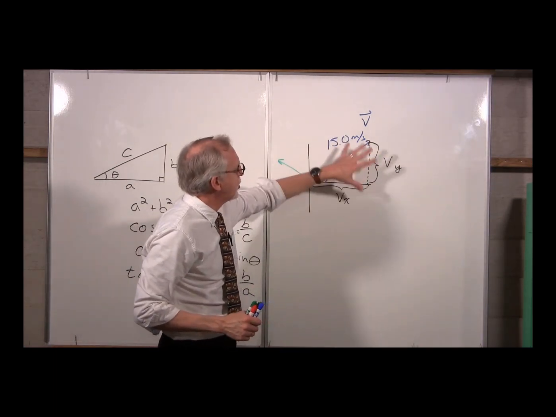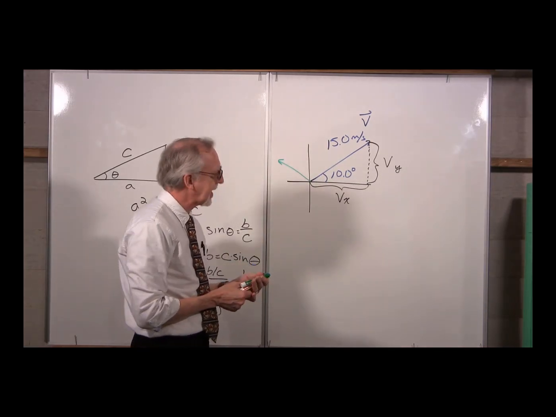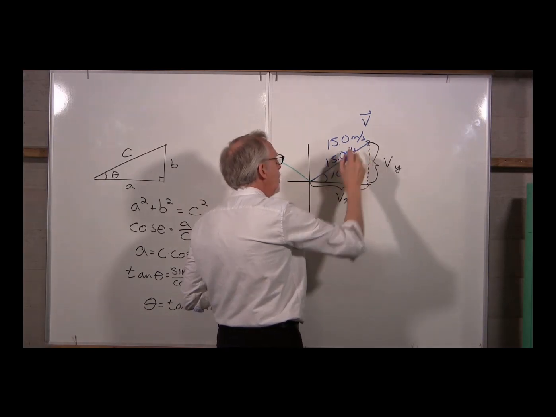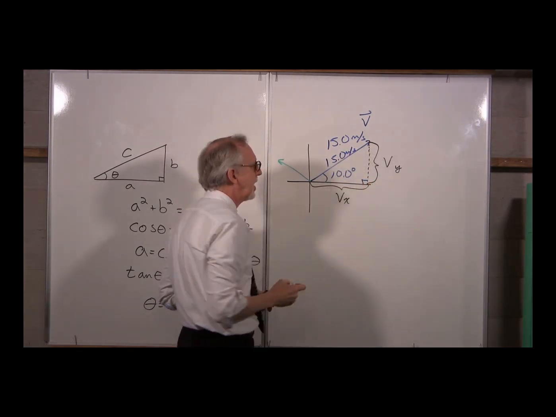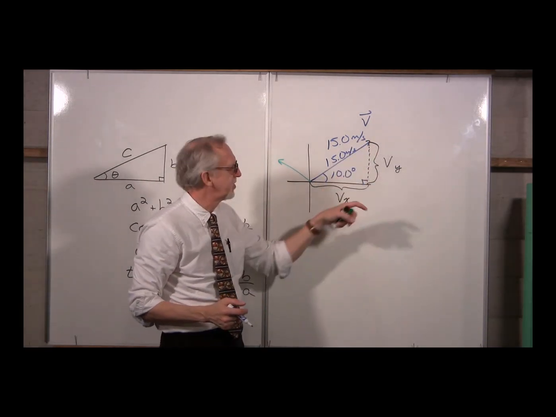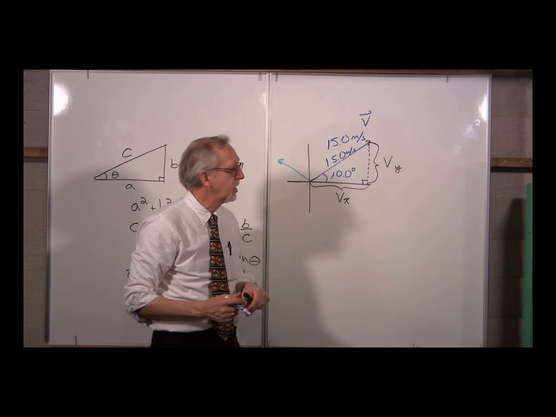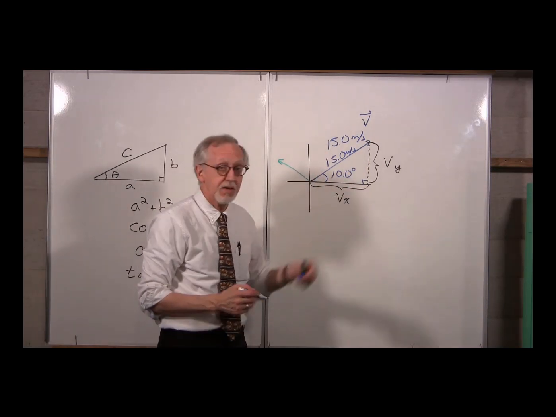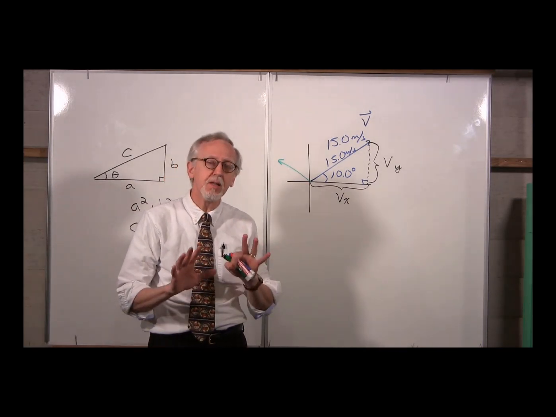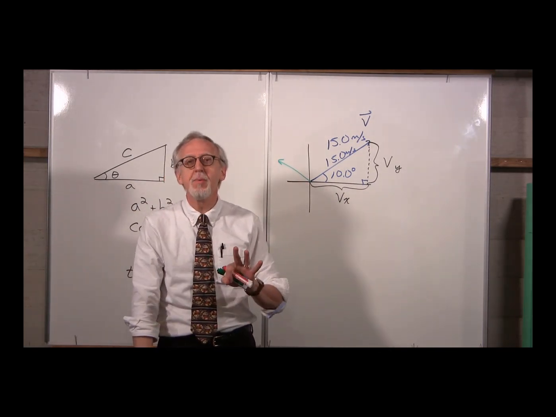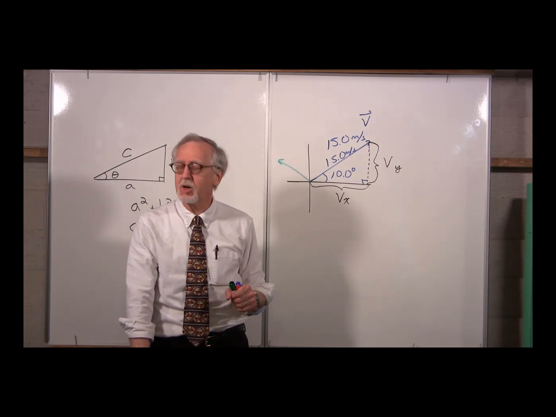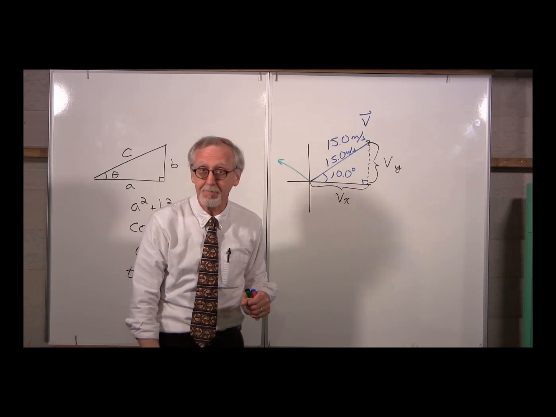Well, what's the relationship between these things? 15 meters per second, that's basically the length of the vector, which is the hypotenuse of this right triangle. V sub x, that's the length of one side. V sub y, that's the length of the other side. 10 degrees, that's the angle in here. What's the relationship between these things? Well, there are some trigonometric identities that you really need to remember. If you don't remember these, you need to go over them and really commit them to memory, because we're going to be using them over and over and over again.